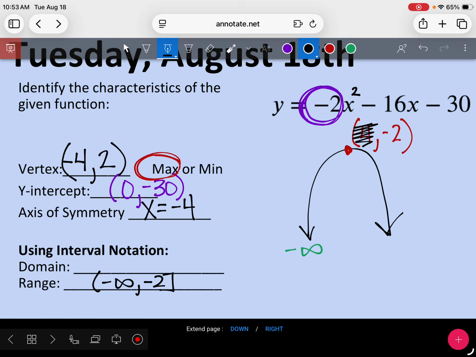Now, everybody should get the domain right on our skills check. What's our domain? Negative infinity to positive infinity.